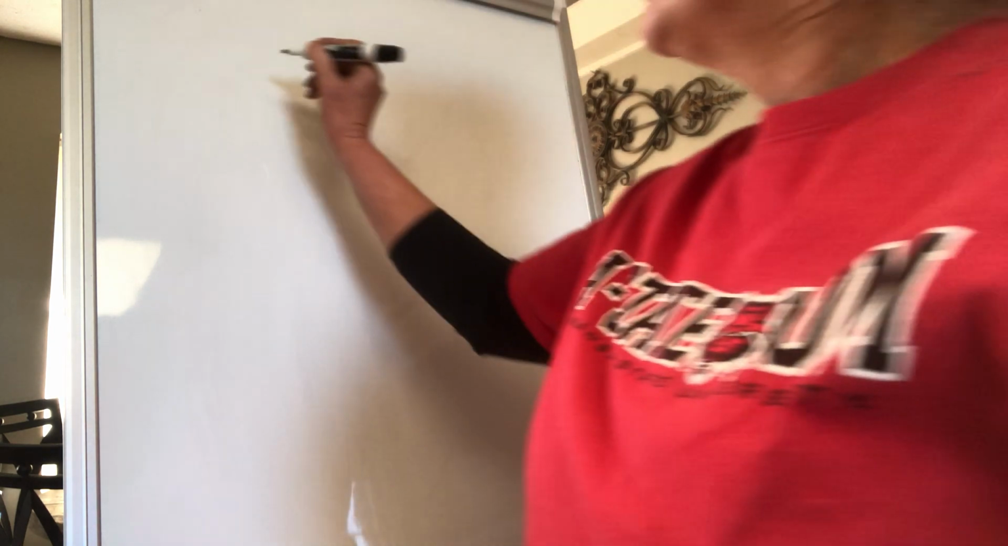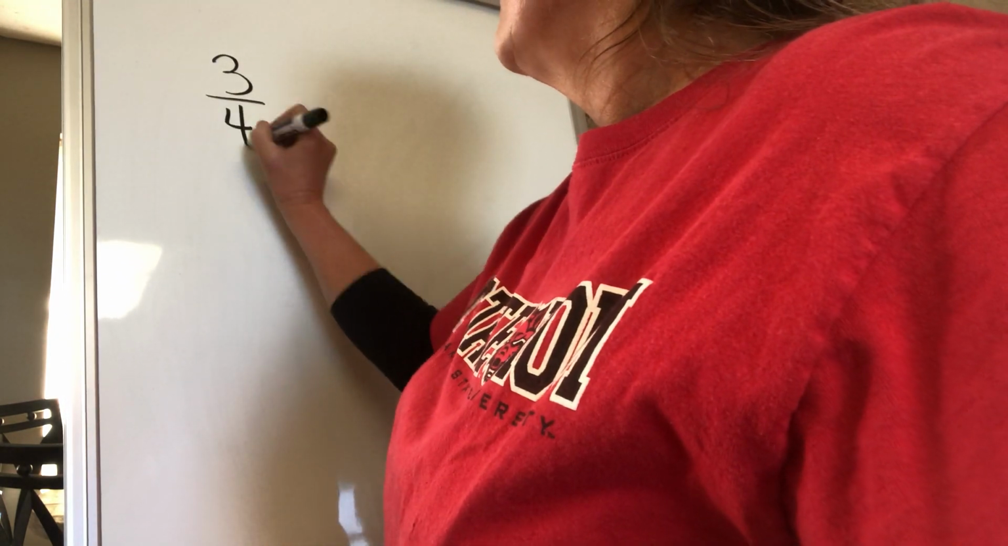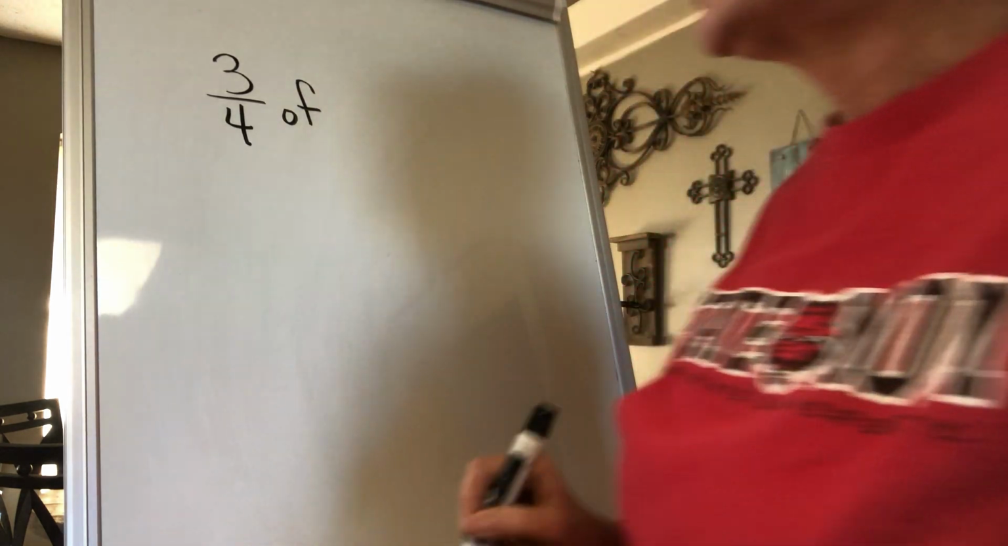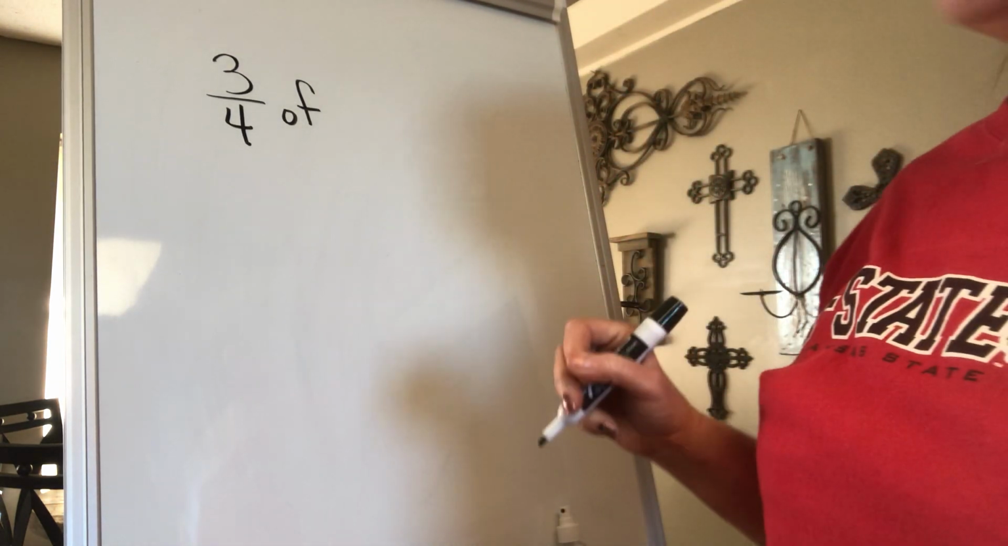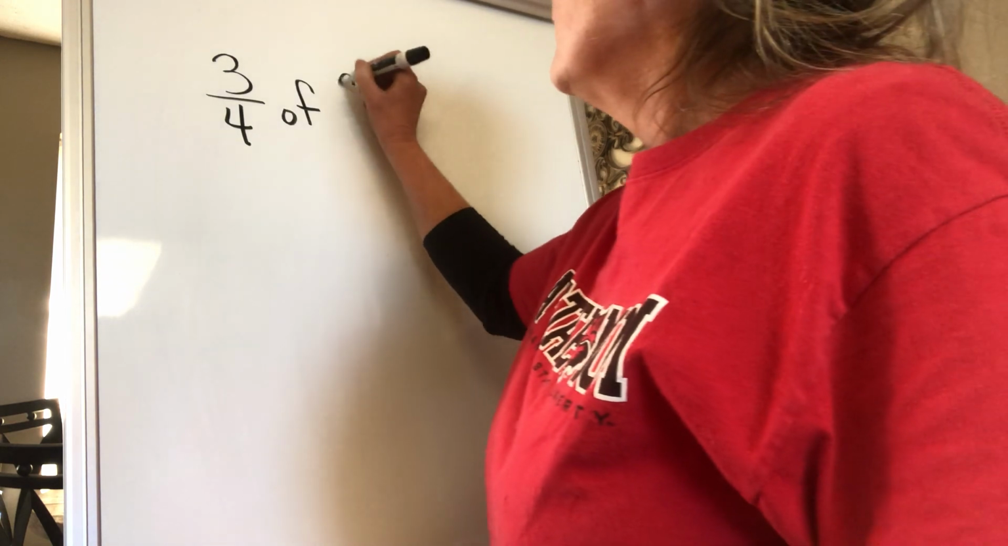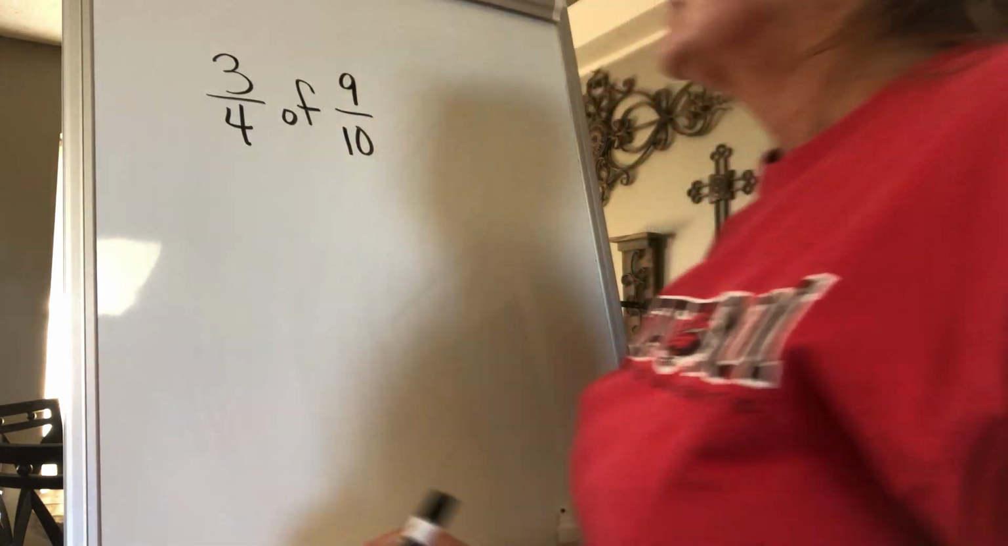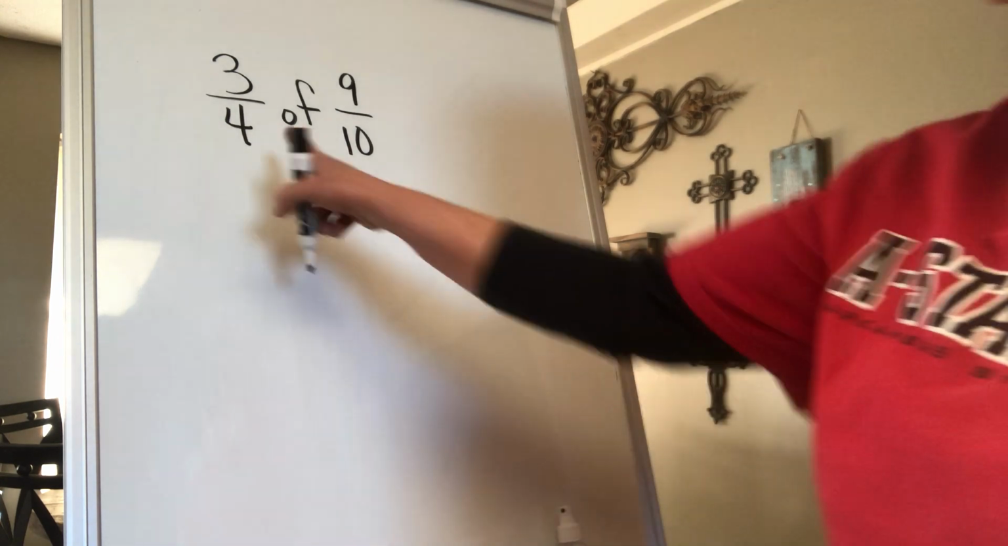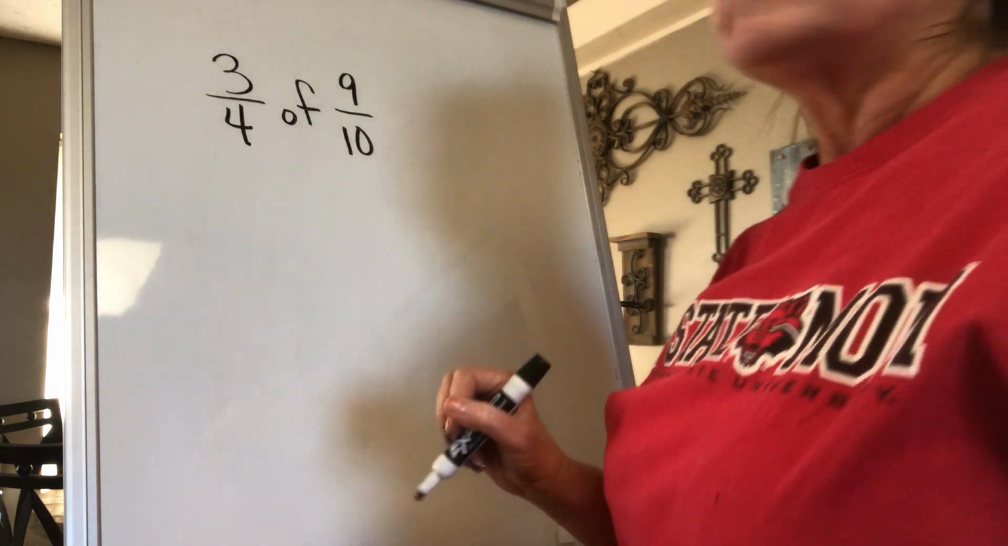Okay, on the next one, Mai's road is 9/10 of a mile long. She ran 3/4 of her road. How far did she run? Okay. Now, one thing that you could do is you could say, okay, she ran 3/4 of her road, and her road was 9/10. So she ran 3/4 of 9/10 of a mile.